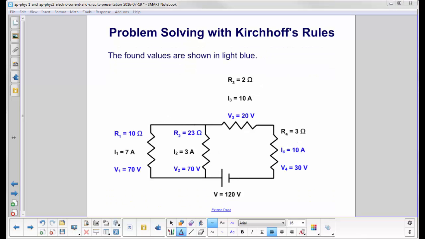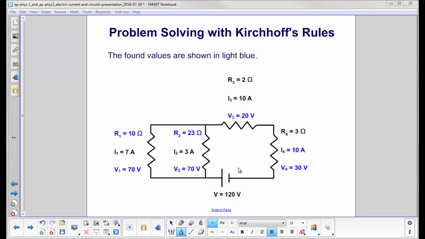Here's the problem all worked out. And by looking at the numbers, you can kind of make sure that you did the right thing. For example, here you have a 20 volt drop, here you have 30. So you lose 50 volts going this way. When you came here, this is in parallel, so notice that these voltages are the same. That's very good. They should be.